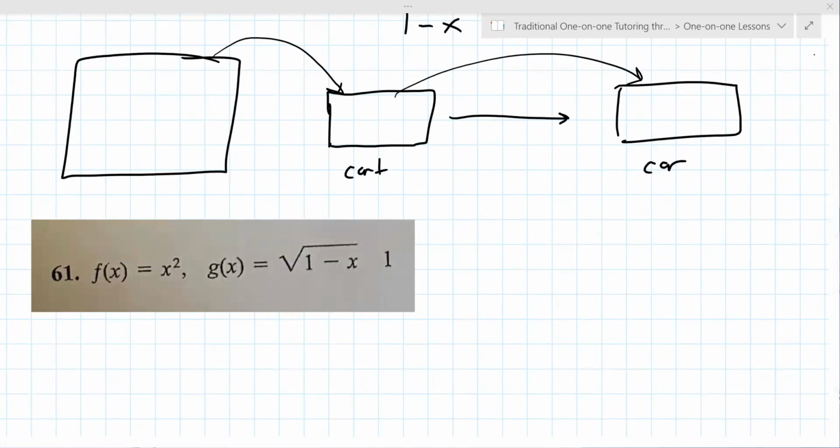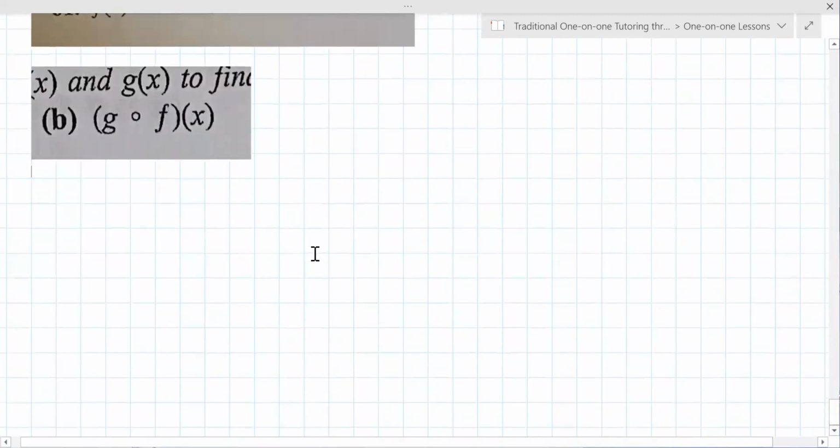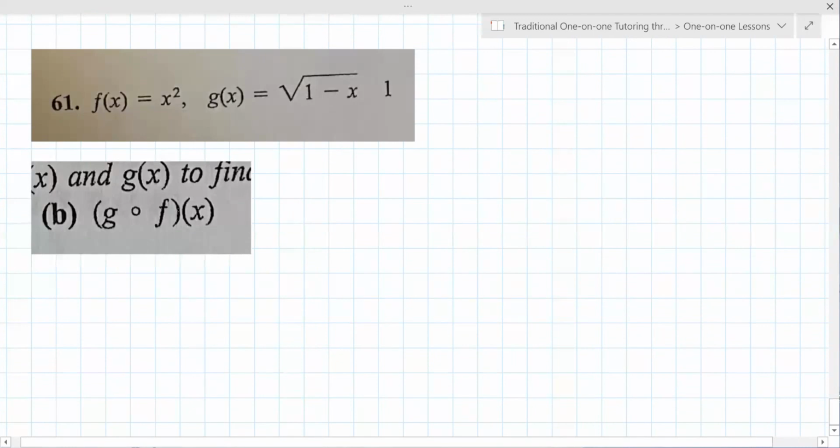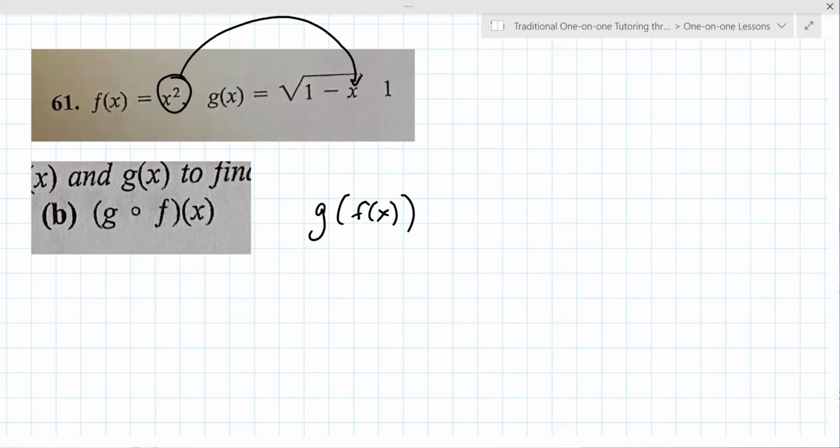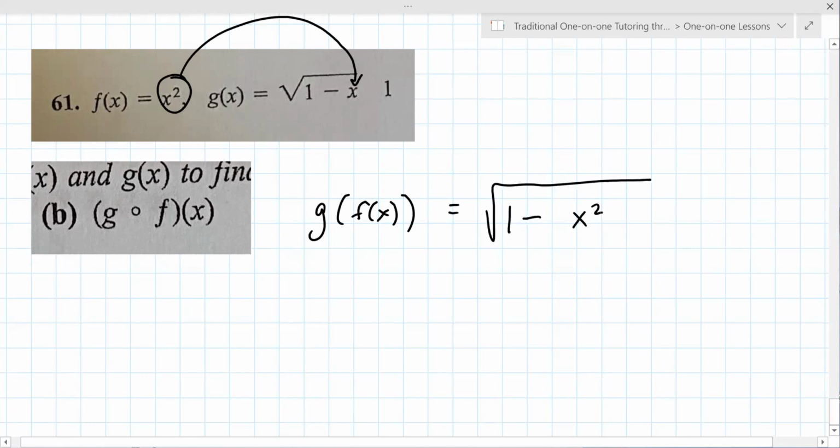And part B is just going the other way. It's g bubble f of x. And what that means is you start with f of x, and you take f of x and you put it in wherever you see an x. So this becomes the square root of 1 minus x squared. And you're done here. You might think, can I simplify? And you cannot. There's nothing more to do here.